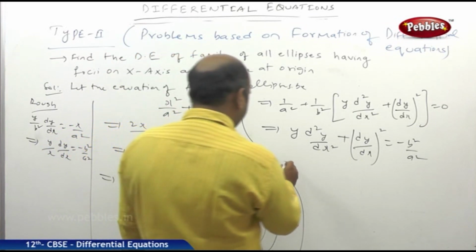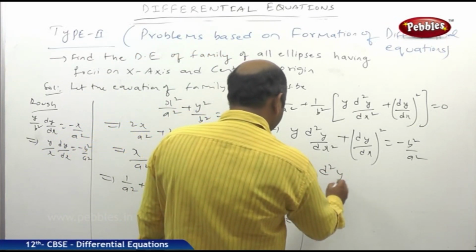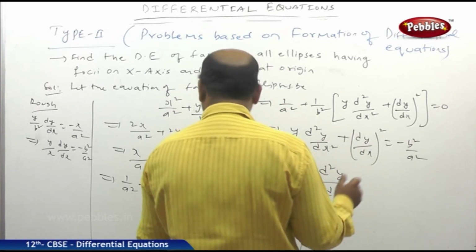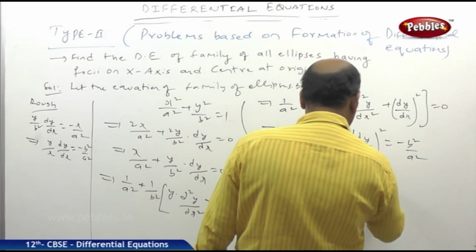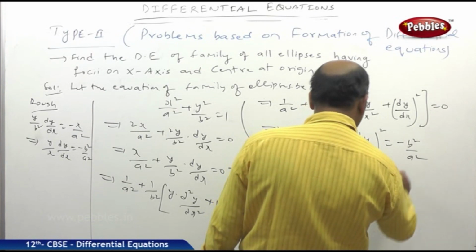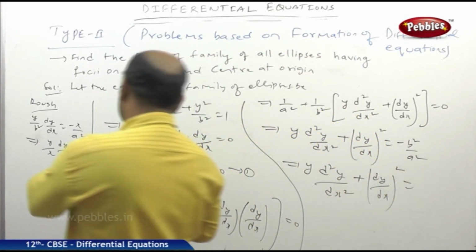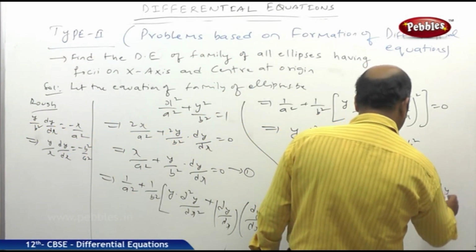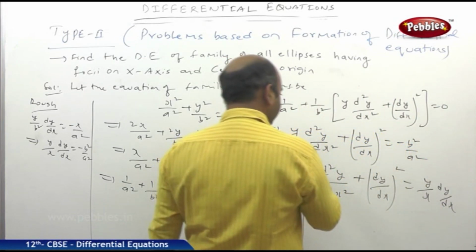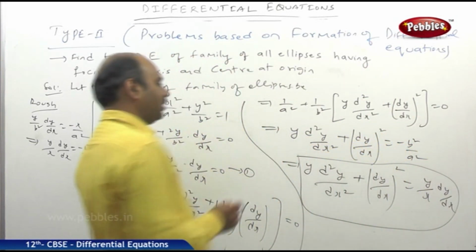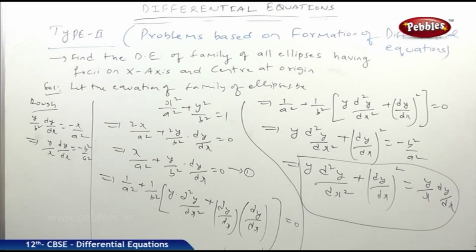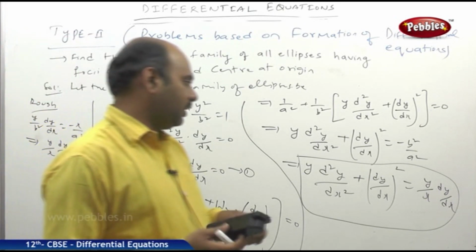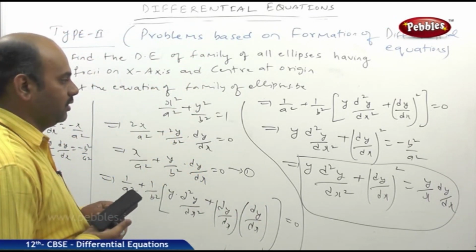So that implies y into d square y by dx square plus dy by dx whole square is equal to minus b square by a square, that means y by x dy by dx. I think we got the final conclusion, and the final differential equation where a and b are not involved will be y into d square y by dx square plus dy by dx whole square is equal to y by x dy by dx. Right?